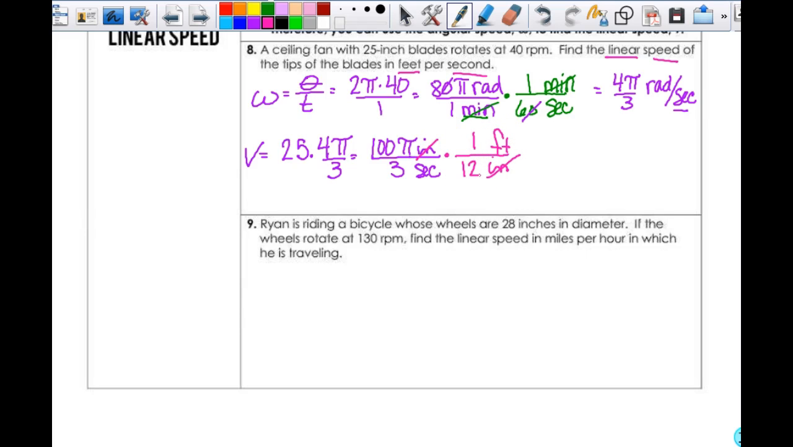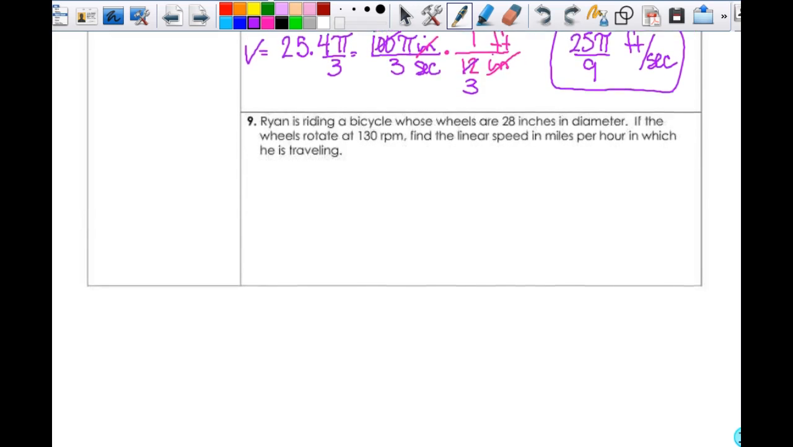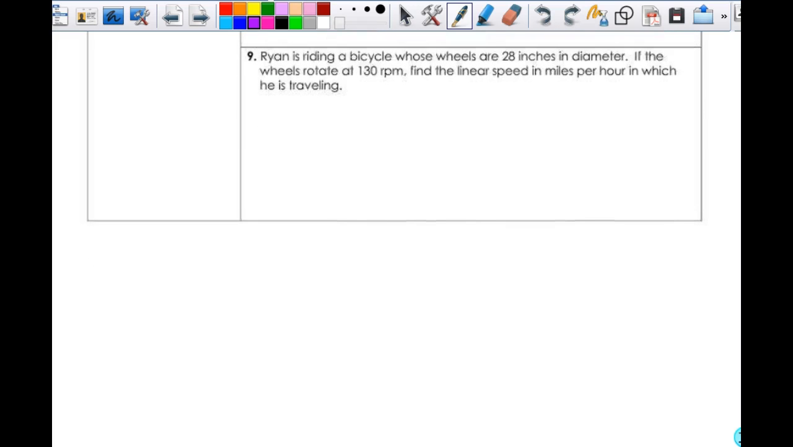12 inches. I can divide 12 and 100 both by 4. And then there's 3's in the denominator and a 25 in the numerator. I can't do anything else with that. So I've got 25 pi over 9, and that is feet per second. Everybody okay with that? We good? Yes. Okay. All right, so then let's look at number 9.